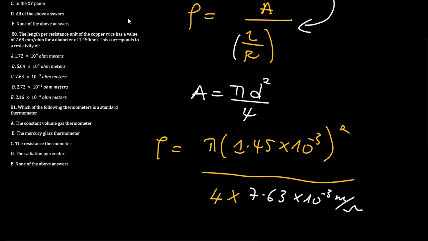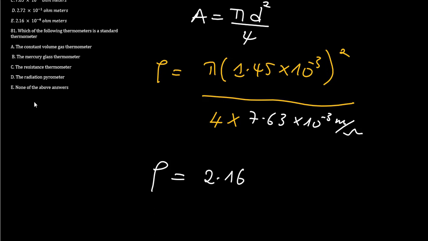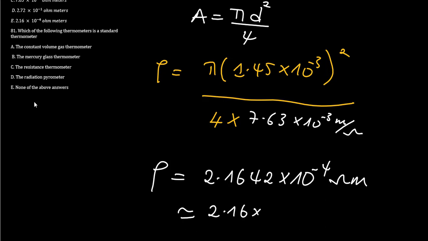So this ohm shall ascend, and so we get the resistivity rho will simply be equal to 2.1642 times 10 raised to the negative 4 ohm meter. And so this will be approximately, to 3 significant figures, 2.16 times 10 to the negative 4 ohm meter. So the correct option is option E.